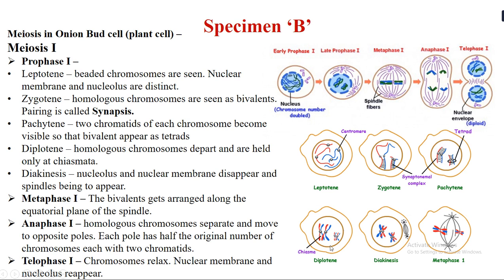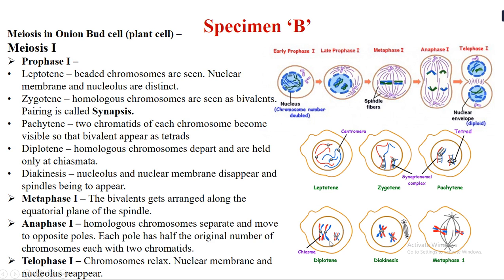This gives rise to the next phase, that is the diplotene phase. In the diplotene phase, the homologous chromosomes depart and are held only by chiasmata. Now what is chiasmata formation? If you see over here, there is a crossing over taking place. So what is happening? The non-sister chromatids of these two homologous chromosomes are exchanging their segments. And this is what happens in diplotene.